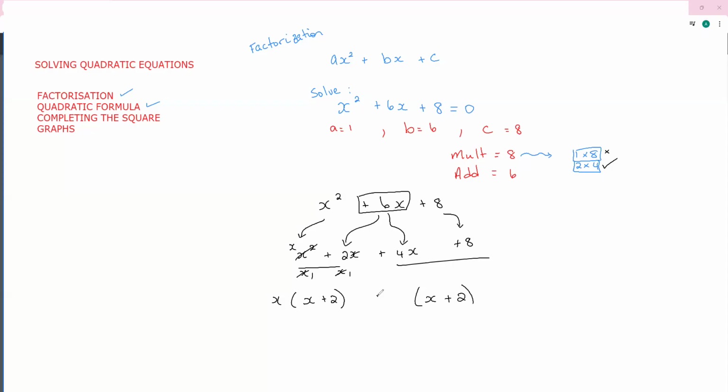Ask yourself, what would I multiply by out here to give me what's in the last pair of terms, which is these two here? So I have x and I want to get 4x. In order to multiply that, 4 when multiplied by x will give me the 4x. 4 multiplied by 2 will give me the positive 8.